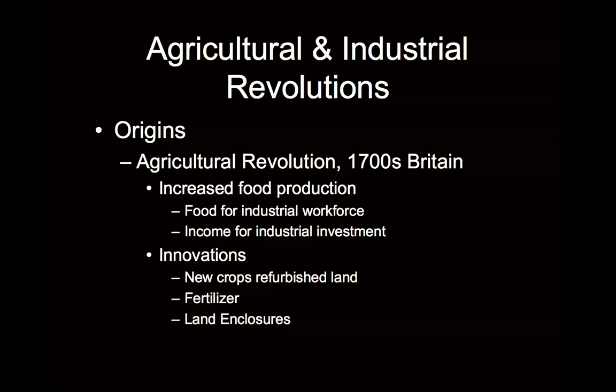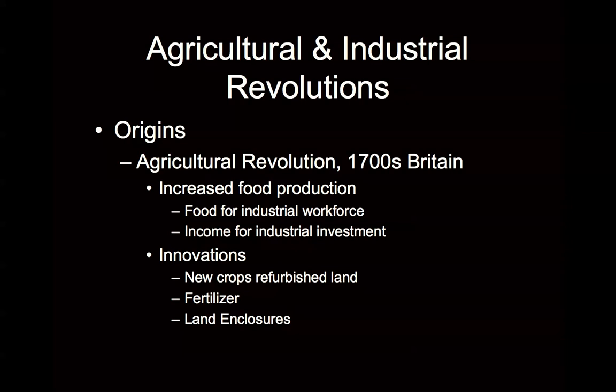So the farmers needed to make more money from farming in order to invest that extra money into new industrial technologies, machines. So how did they make more money on the same plot of land that led to the agricultural revolution, which ultimately meant a massive increase in how much food could be produced on the same plot of land?